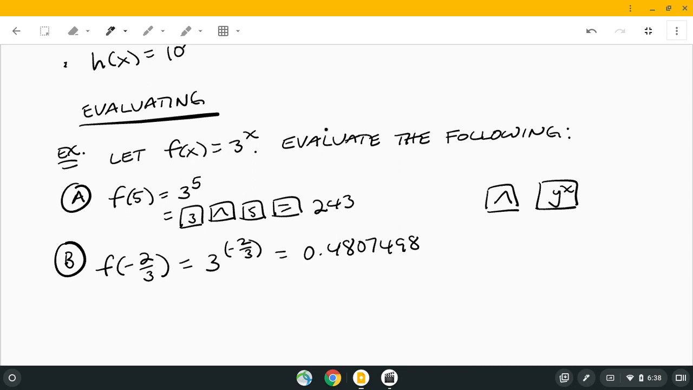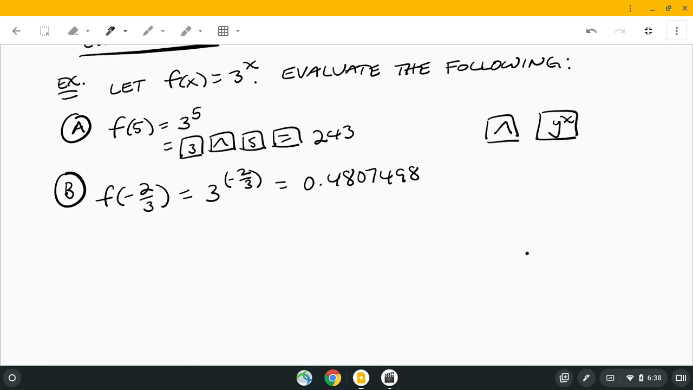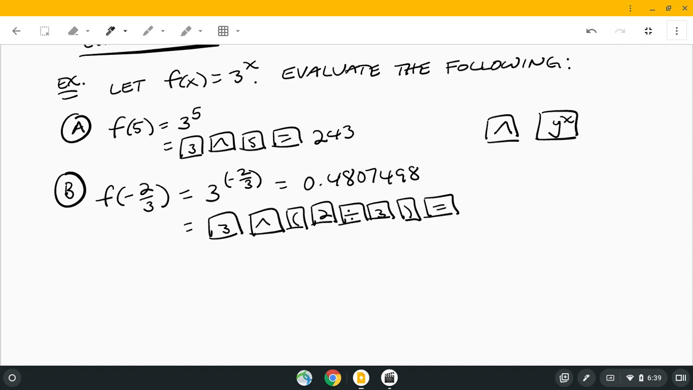If you don't get this answer, then check to make sure that you put parentheses around -2/3. So when you're punching this into your calculator, it would look like this: 3, and then your exponent button, whichever one you have, and then a parenthesis button, then 2, then your division button, and then close your parentheses, and then hit equals. See if you get it.